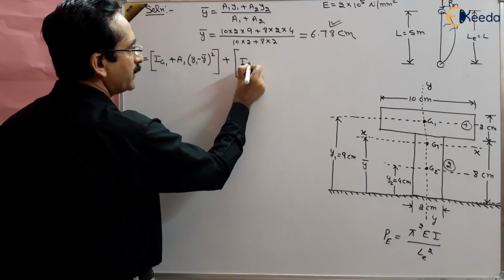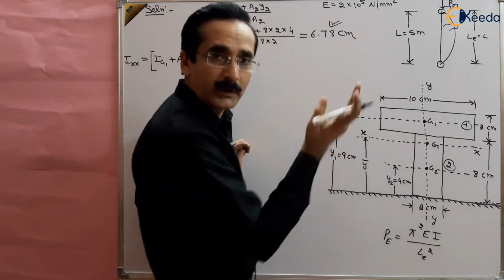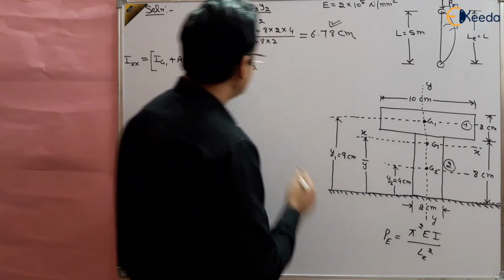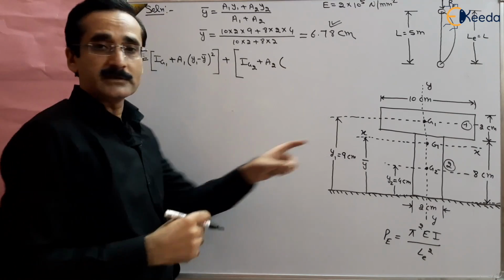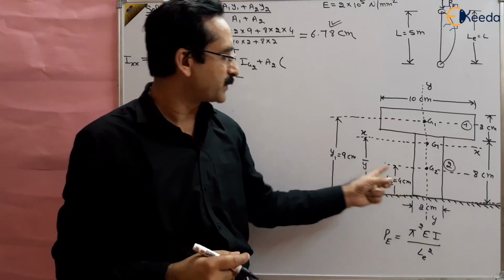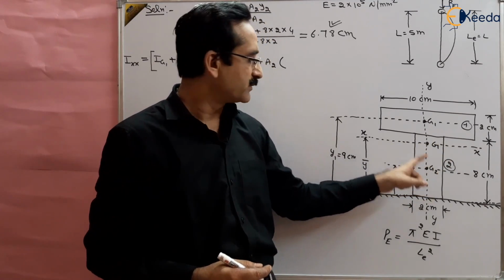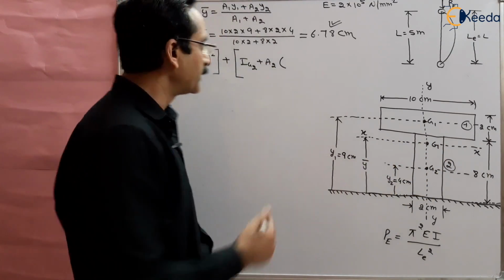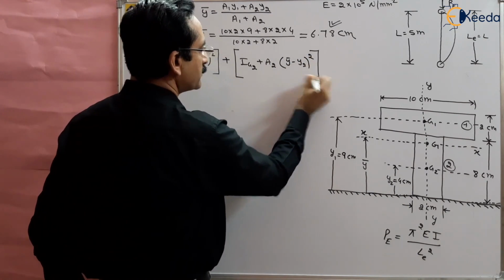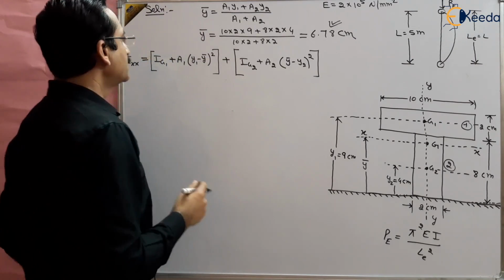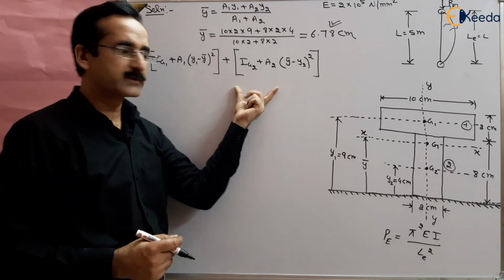Ig2, the moment of inertia of body 2 passing through its centroid, plus the area of body 2 multiplied by the distance square between the two parallel lines, Ig2 and Ixx. This is Gg2, which is given by y bar minus y2. So this is (y bar minus y2) square. So this is the Ixx. Now put in the values, all values are known to us, and you will get the Ixx.